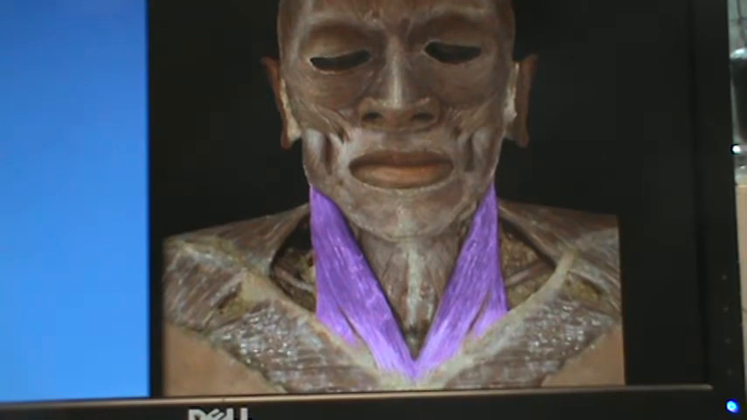So, what would be the origin of this one? Why, that would be the manubrium of the sternum and the clavicle. What would be the insertion on this one? Well, that would be the mastoid process. What would be the action? It flexes the neck forward. Great. Let's move on.